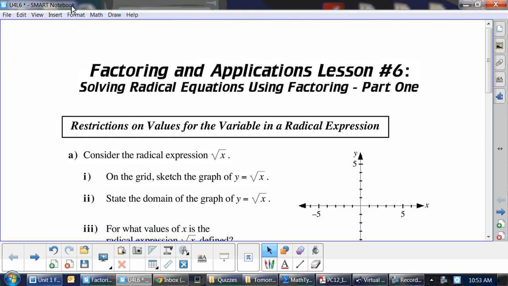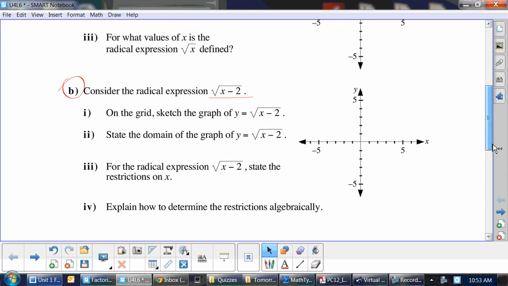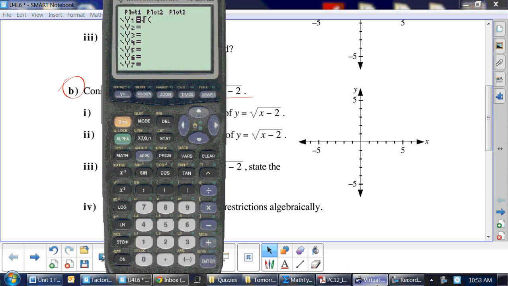And go. Okay, so we're going to start with example 2. Now everybody's got their calculator out. We're going to put in square root x minus 2. Now it opens that bracket for you.